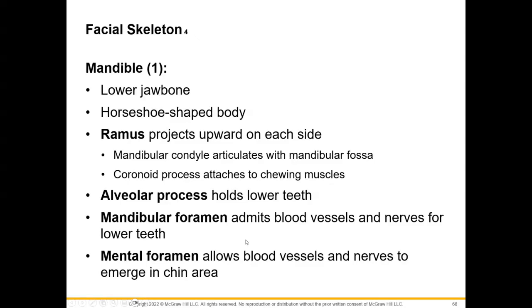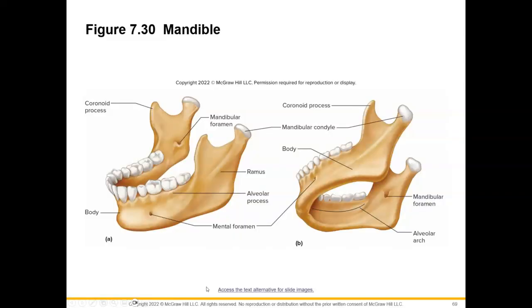The mandibular foramen admits the blood vessels and nerves for the lower teeth, and the mental foramen allows blood vessels and nerves to emerge in the chin area. And this shows those different parts of the mandible.